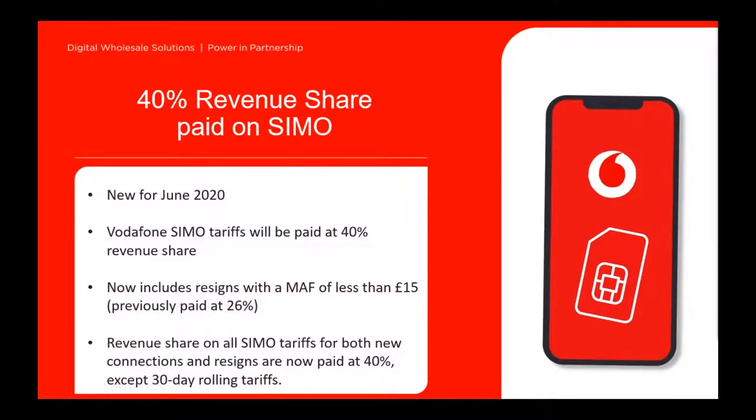So as it mentions, they're new for June 2020. The 40% revenue share on Vodafone SIM-only tariffs is a significant hike up, because previously, as you'll know, that was paid at 26%. So it does allow you as the partner to really propose a competitive proposal to your customers at a low line rental, but obviously as a partner you're still receiving a relatively high revenue share, which allows you to make it into a really compelling offer to the customer. That revenue share is on all SIM-only tariffs for both new connections and re-signs, apart from the 30-day rolling tariffs. And as I mentioned, that's a fairly big hike up from the 26% previous.